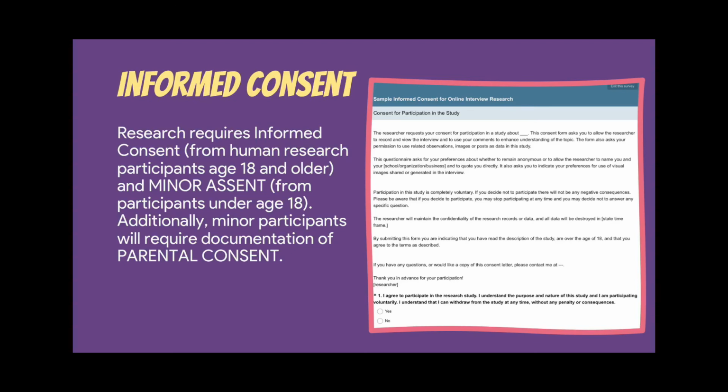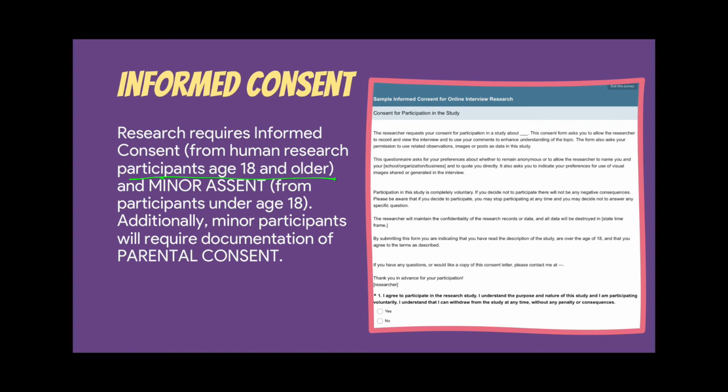As I explained earlier, all social research requires informed consent from human participants age 18 or older. But what if you need to get data from participants who are 17 years old and below?